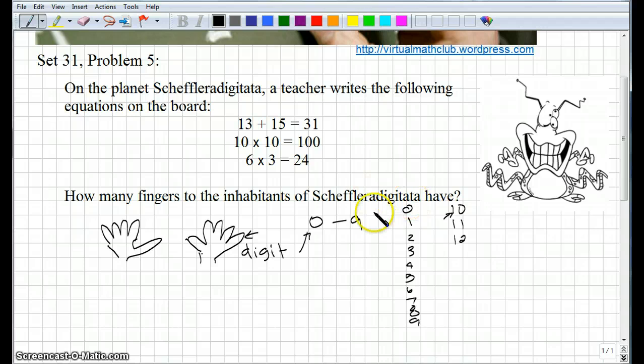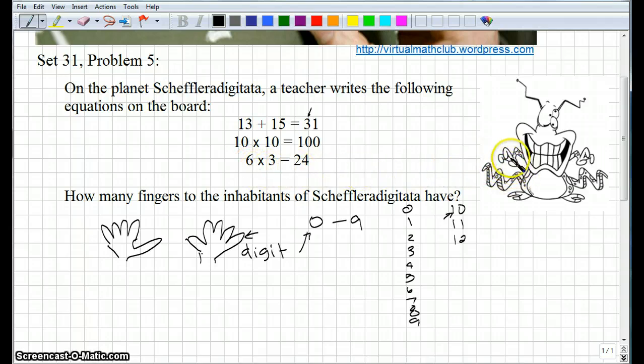However they count, we're going to assume that they're obviously using the same digits, at least for some. They're using a 3 that looks like our 3, a 5 that looks like our 5, a 1 that looks like our 1.